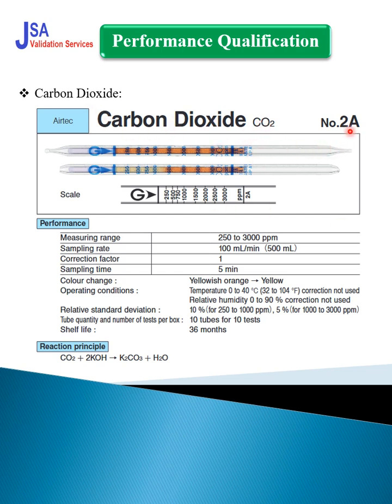Carbon dioxide, we are using tube 2A. This is the tube number for the carbon dioxide, and the color change will be yellowish orange to yellow. The sampling time is 5 minutes, and the measuring range is 250 to 3000. Carbon dioxide, as per the ISO, should not be more than 500 ppm. So for 250 to 3000 we can use this tube 2A for the determination of carbon dioxide in the airstream.